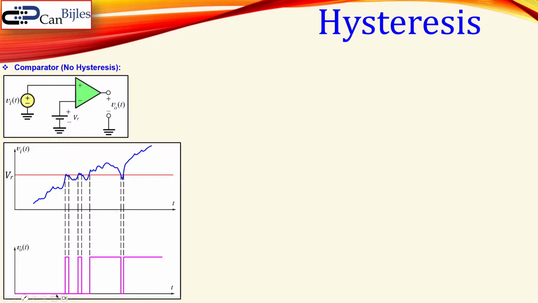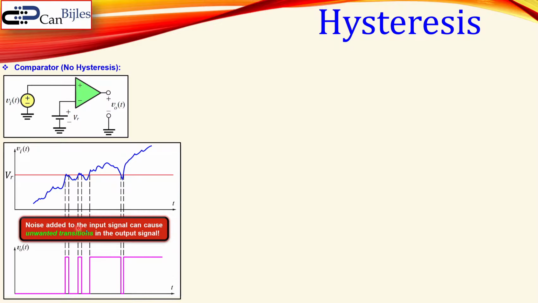What happens with the output voltage? The output voltage is triggered here, again getting back because of this interference, and then triggered here again, back, triggered here, again back, triggered. So there are multiple, unintended triggerings because of this noise or interference coupling into this information signal, which is not what we want. So noise added to the input signal can cause unwanted transitions in the output signal. So how do we solve this?